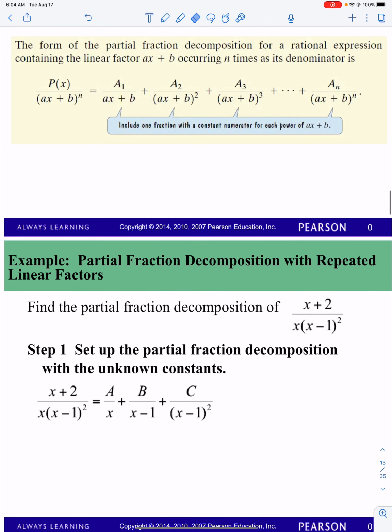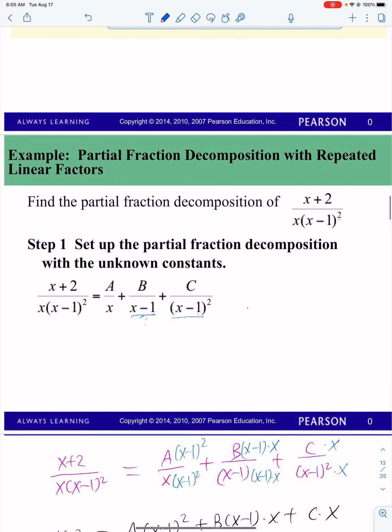Like (x plus 2) over x times (x minus 1) squared. Then what will you have? You have x, but the x minus 1 term is not only to the power 1, it's to the power 2. So you have to have x minus 1 and then x minus 1 squared. If you have a cube, then you have x minus 1 squared, and then x minus 1 cubed.